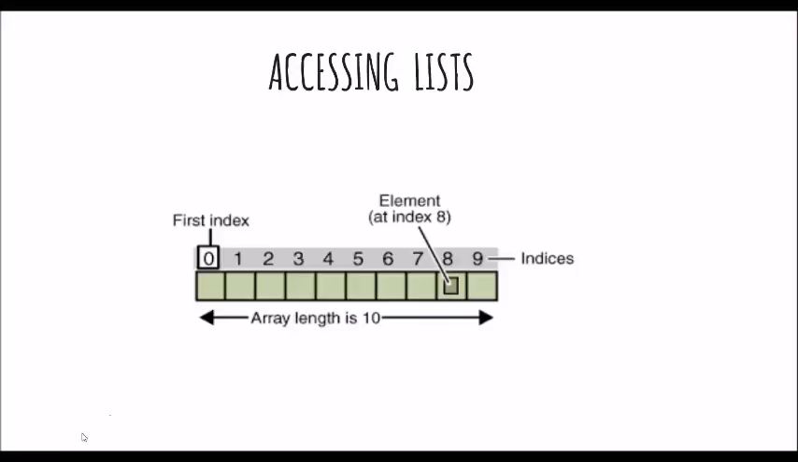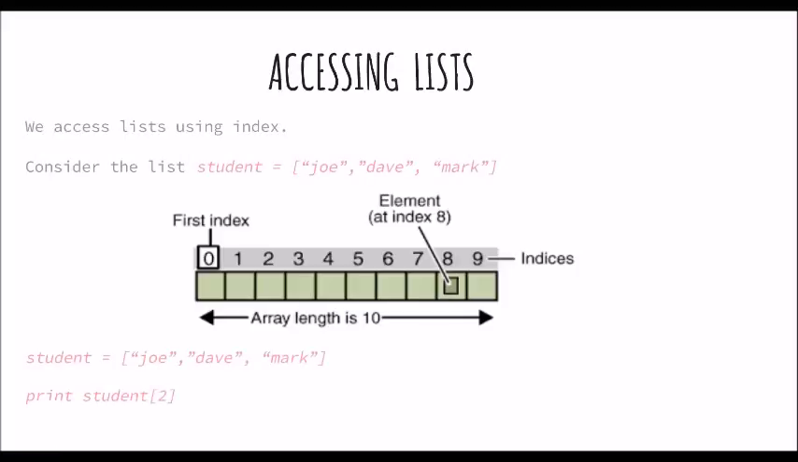Consider the list of students Joe, Dave, and Mark. And if we want to print the student at index 2, what do you think it would be? We would number it from 0, 1, and 2. So we should get the output as Mark. Let's see what Python gives us. Yes, that's Mark.